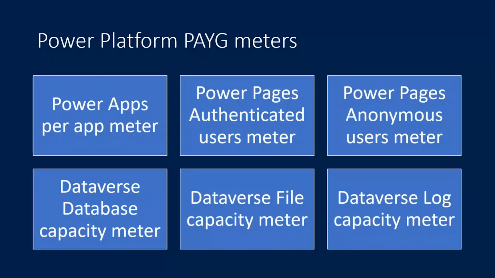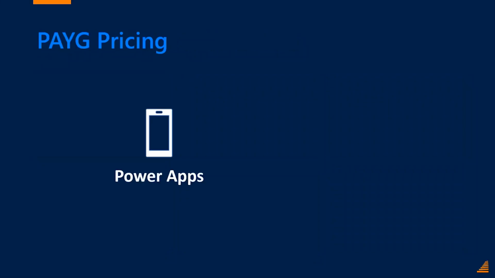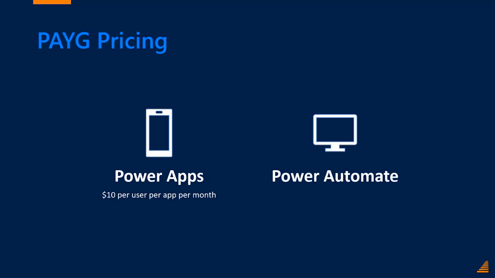And this is, rather than paying for your licenses up front, you pay in arrears like a mobile phone bill or like Azure, because that's how it's all happening. So pay-as-you-go pricing is $10 per user per app per month. So if people access things, you pay for them. If they don't, you don't pay for them. And Power Automate, it's done on a per flow basis, depending on the type of flow that you're using.